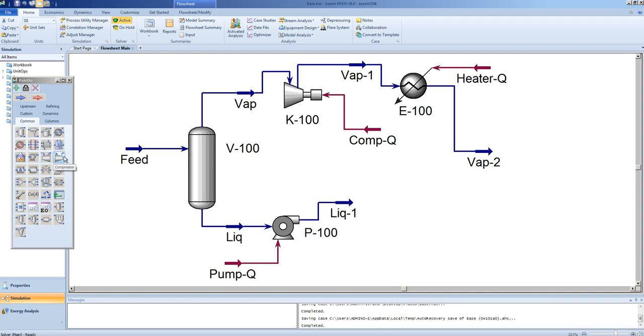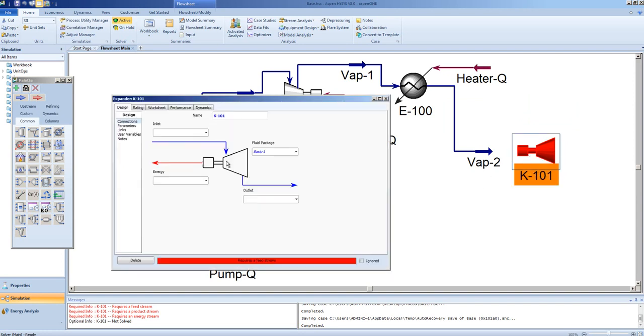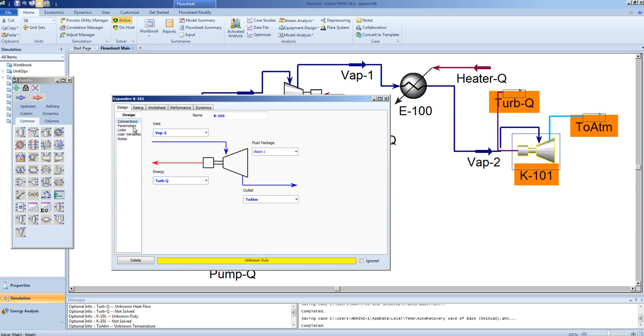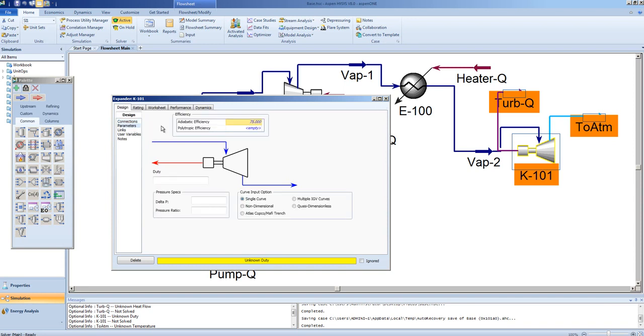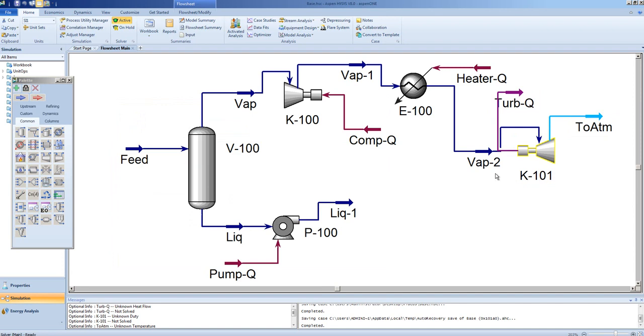This is an expander. It is basically a turbine. Here we add the expander. We would put VAP-2 in, in this case 2 atmosphere will be our outlet, and we will add an energy stream or an energy variable. We will call this turbine-Q. And again, we will not know its duty. Again, you have a default efficiency in there based on the turbine that you have on your process. You can change this efficiency as needed. And you have options to enter curves should you require. So let's neaten our flow sheet a bit.